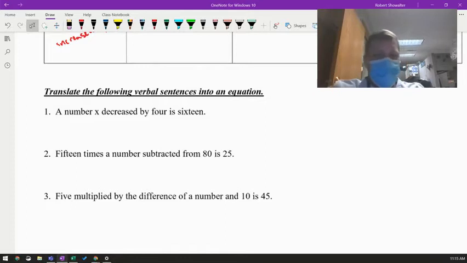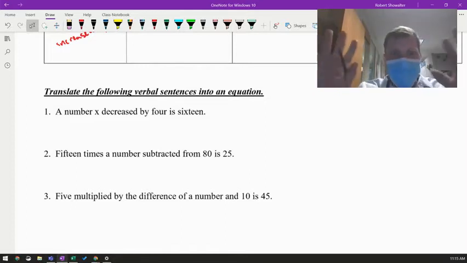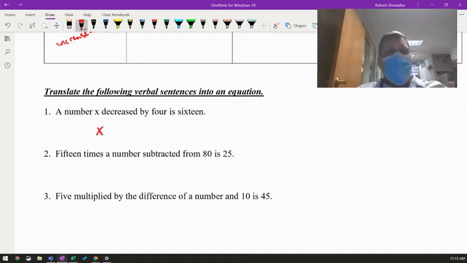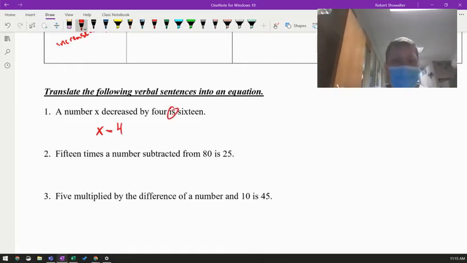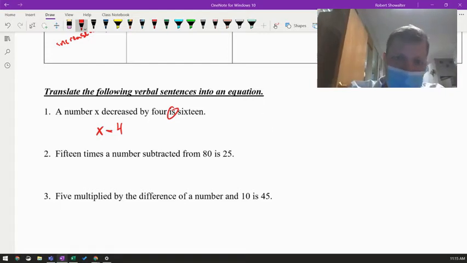Translate the following verbal sentence into an equation. A number, x, decreased by 4 is 16. What? A number? So let's take this apart. We can't read the whole thing. If you read the whole thing, it's a gobbledygook of just junk. So let's read it, and then break it apart. A number, x. Okay, so I'm going to write this on there. Decreased by, that's like take this away, so the minus. Decreased by 4 is, that's a special word, a key word in math. That means equals. Is equals 16.